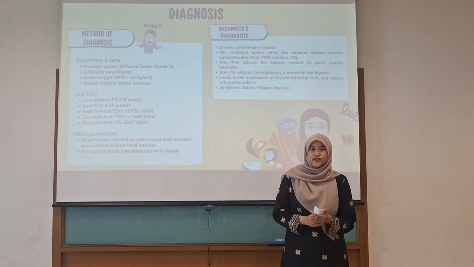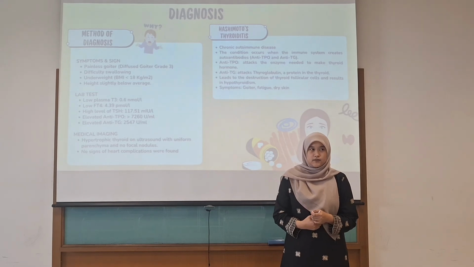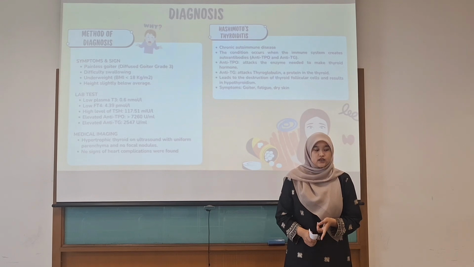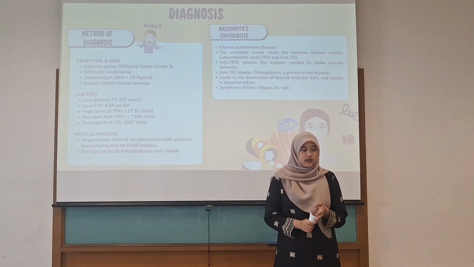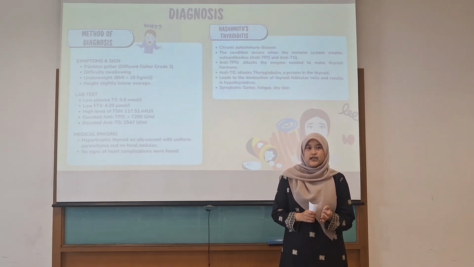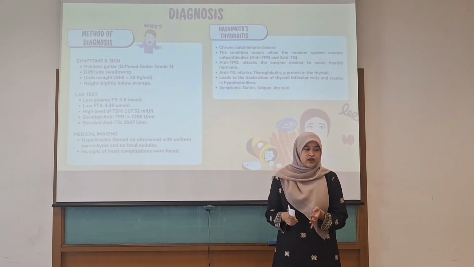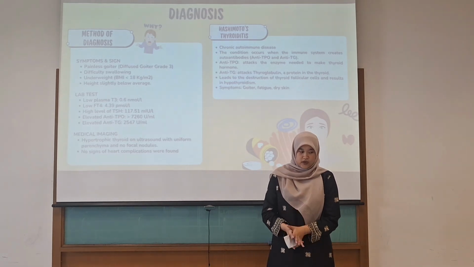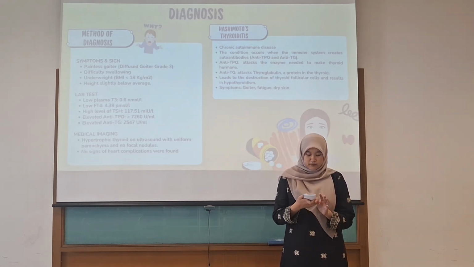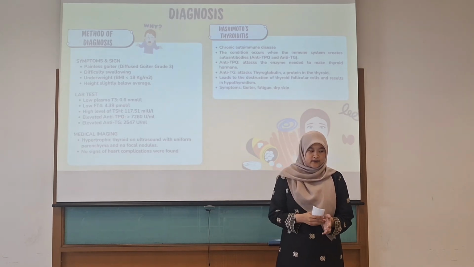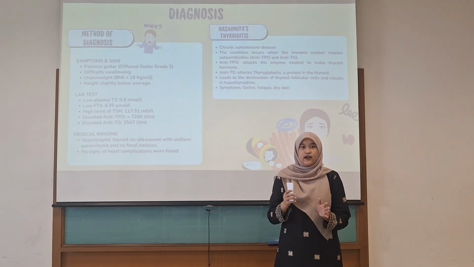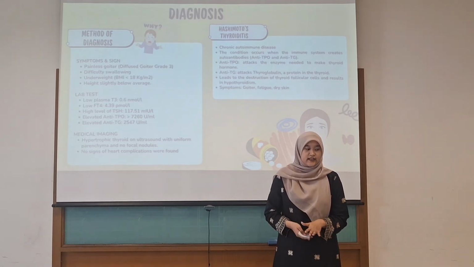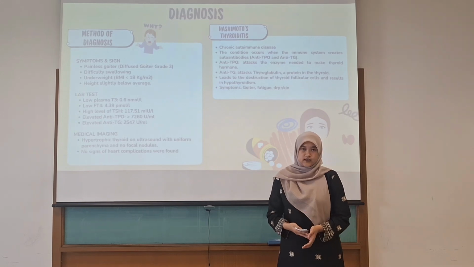So why do we diagnose that she has Hashimoto disease? Because based on the case study, we found that she has a painless goiter, which is a diffuse goiter grade 3, difficulty swallowing, and her BMI is underweight, lower than 18, and her height is slightly below the average. For the lab test results, we found that she has low plasma triiodothyronine and free thyroxine hormone. She also has a high level of thyroid stimulating hormone and elevated anti-TPO and anti-TG.